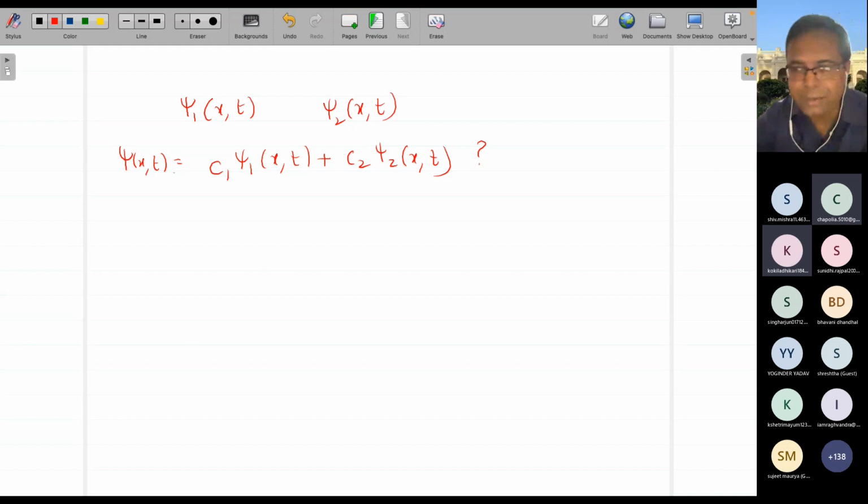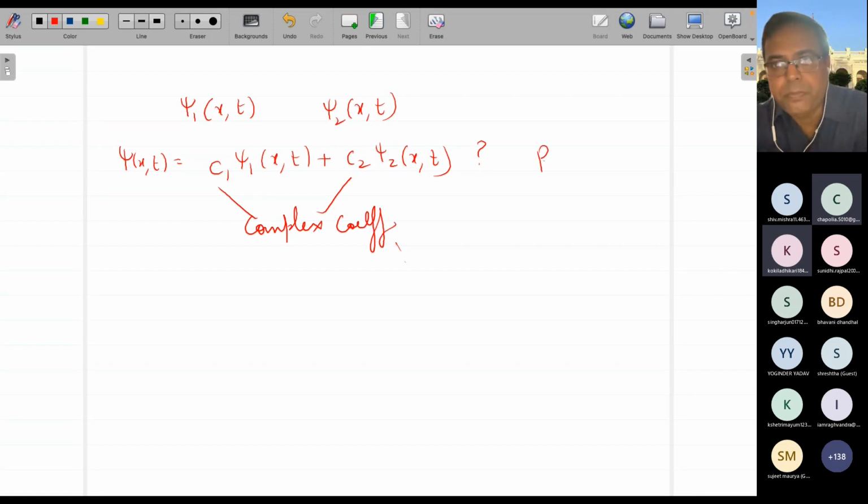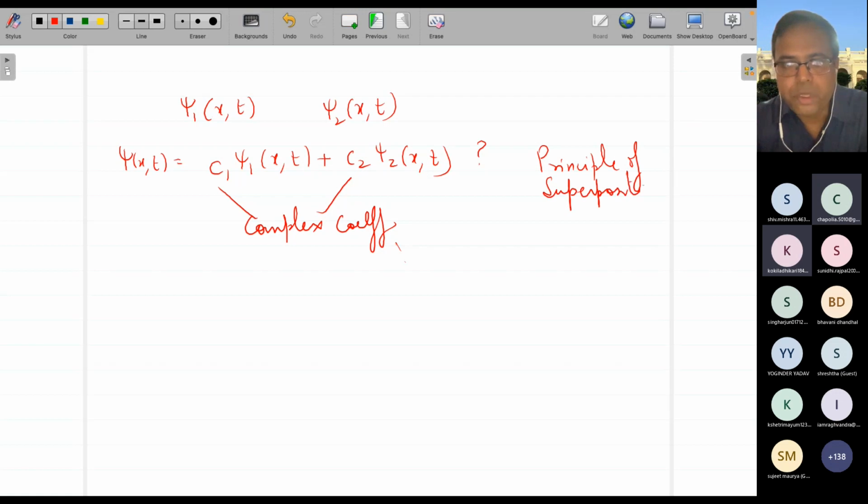You already know that. I do not even know what to do about it, because since you already know, what can we do? This is something clear. The important thing which we'll have to remember: C's are the complex coefficients, right? So these guys are the complex coefficients. We are not talking only about real coefficients. This is called the famous principle of superposition.